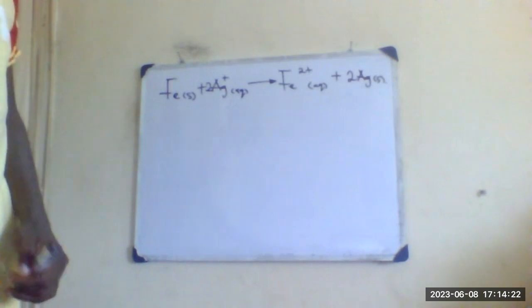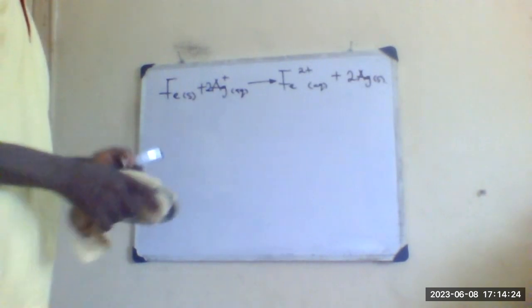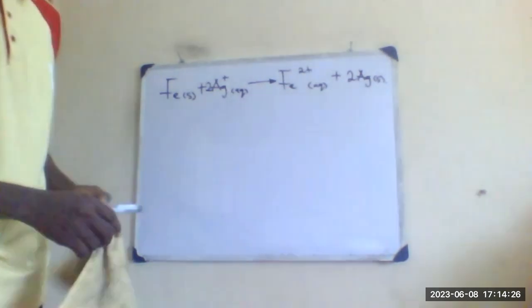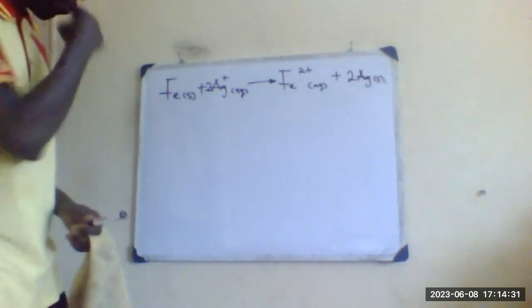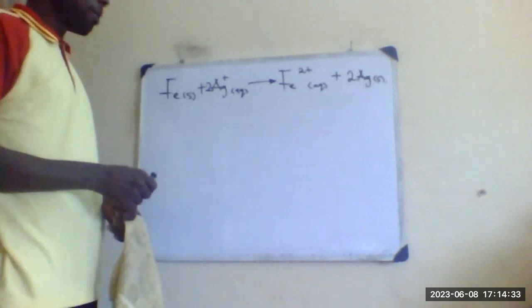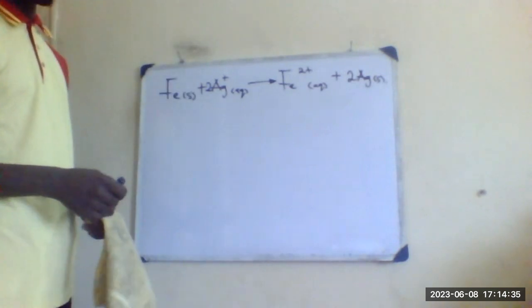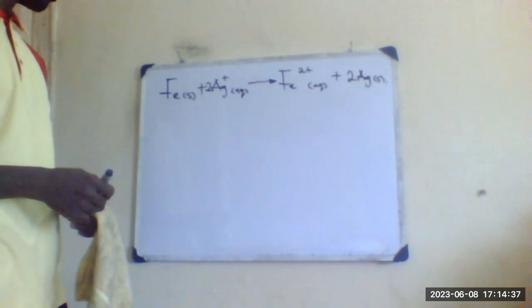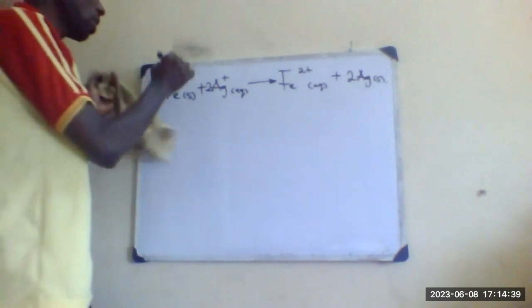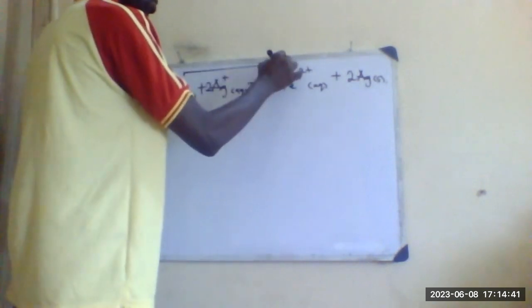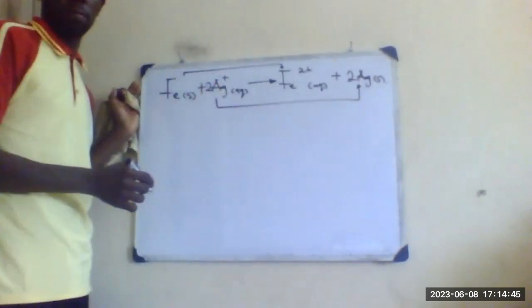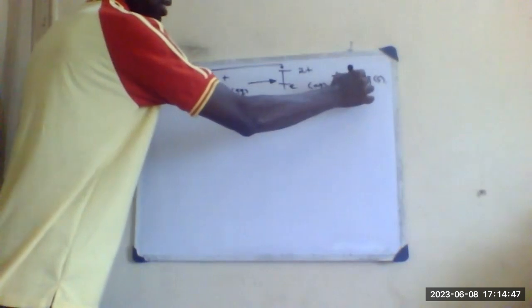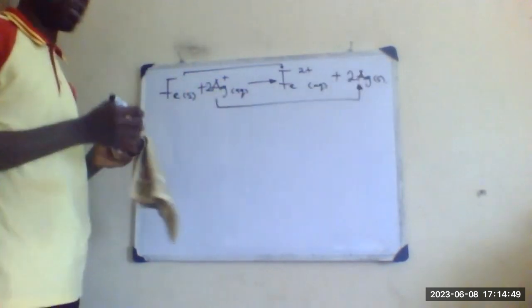So the first one was write a balanced ionic half equation for the reaction. Quickly, let's just look at that. So let's link this to this and take this one down. So the upside is what? Is it oxidation or reduction?